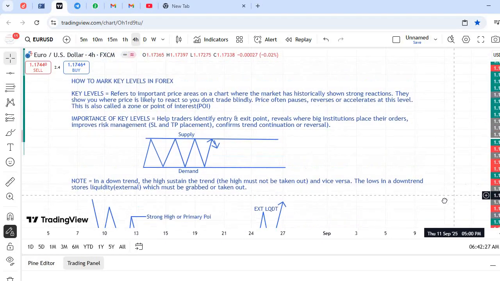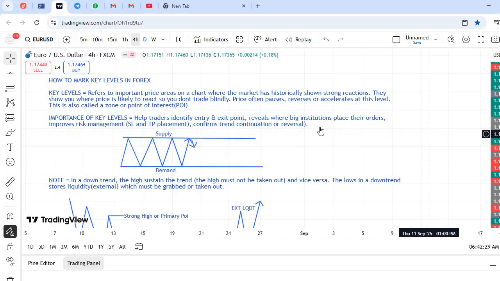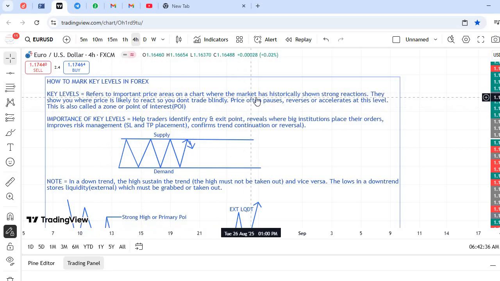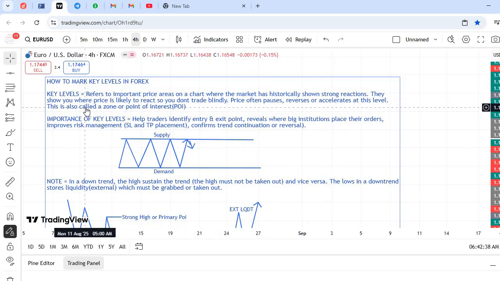Alright, so this was where we were before. So we've looked at key levels. So at least I've been able to explain to you the meaning of key levels and some of the terms that have been used.